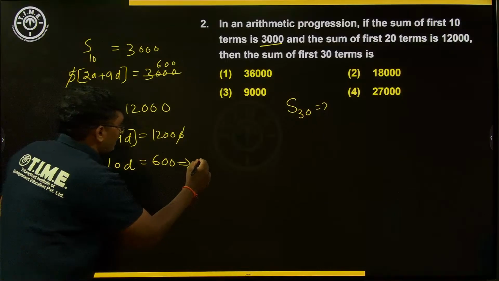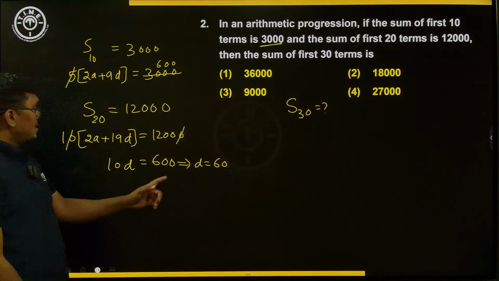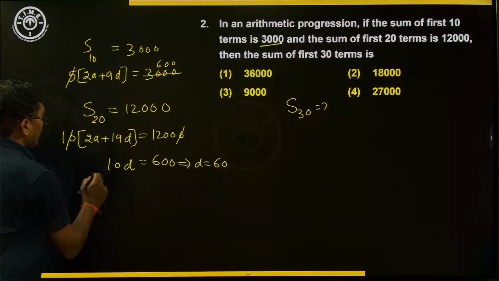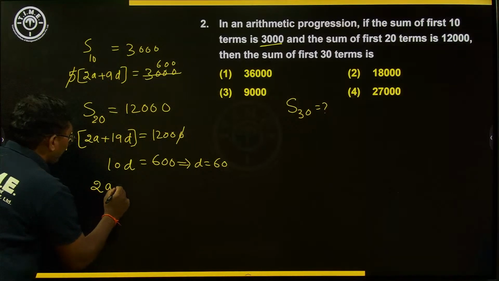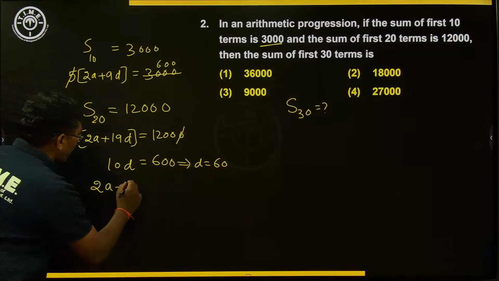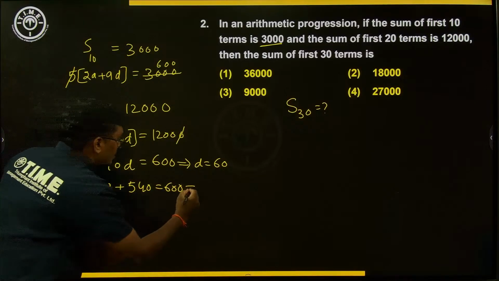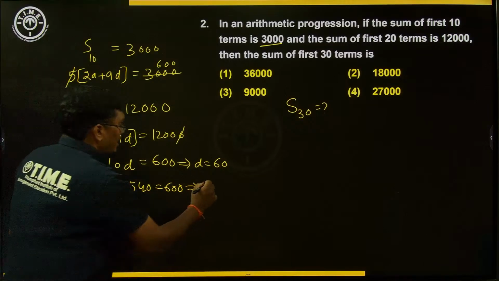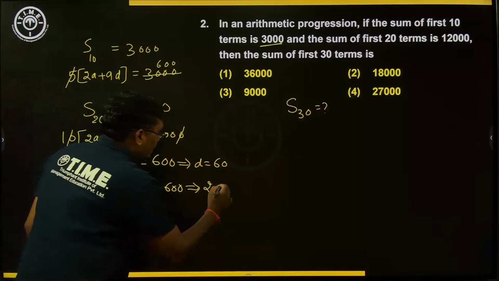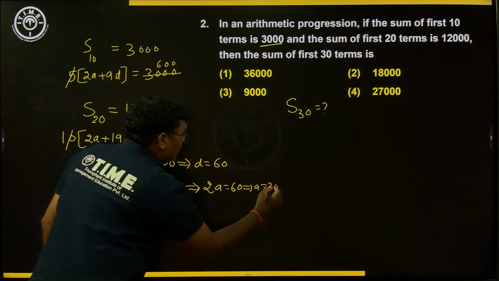So that implies D is equal to 60. Right. So if you substitute D equal to 60 in the first equation, 2A plus 9 into 60, that is 540, is equal to 600. So that implies 2A is equal to 60 and A is 30. Right.